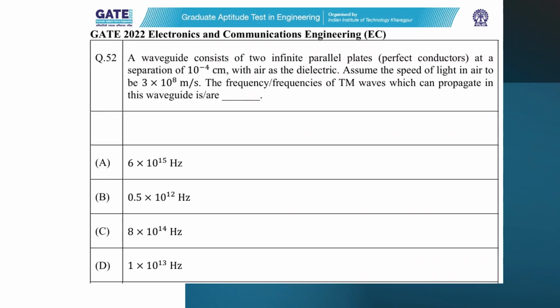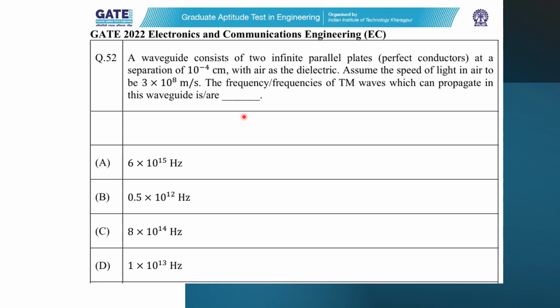This GATE 2022 was conducted by IIT Kharagpur. Here is the question, question number 52. It's related to waveguide theory. The question is: your waveguide consists of two infinite parallel plates at a separation of 10 raised to the power minus 4 centimeter with air as a dielectric. Assume the speed of light is given here. Now what do you have to find? You have to find the frequencies of TM wave which can propagate in this waveguide.